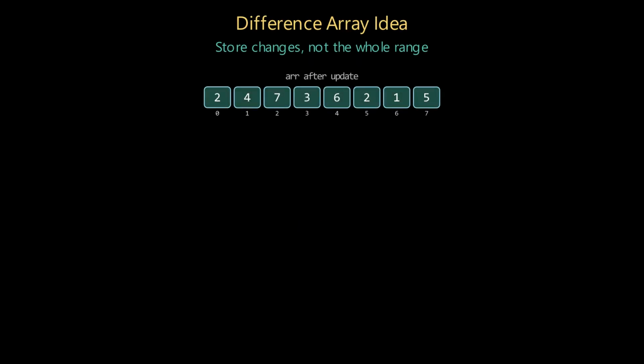A difference array stores changes between neighboring positions. Instead of asking what is the value here, it asks how much did the value change from the previous cell. Look at a range update that adds 3 from index 1 through 4. The actual values may be different, but the extra amount added across that interval is the same, plus 3.